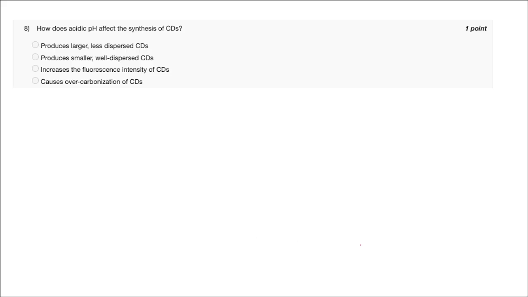Try attempting this question. The question reads, how does acidic pH affect the synthesis of carbon dots? I'll give 30 seconds.